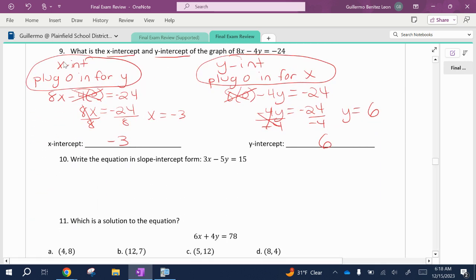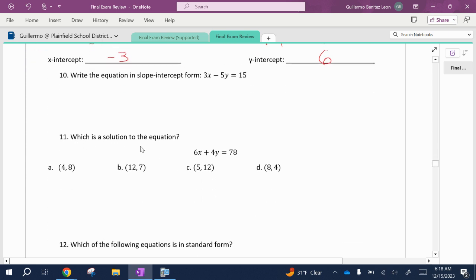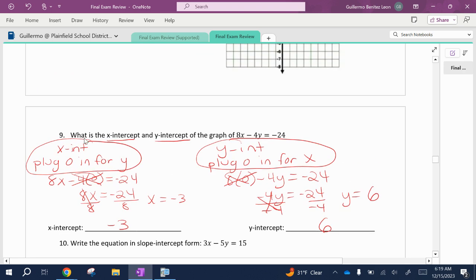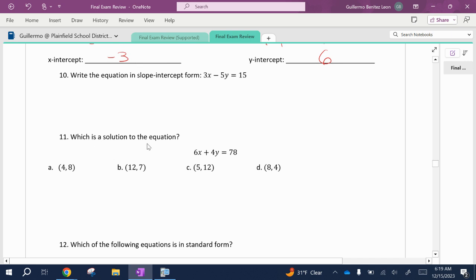All right, so that was number 9, finding intercepts. Number 11, which is a solution to the equation. I see many students, after they do number 9, they do the same thing for number 11. They try to find intercepts. That is not what you do here. A solution is an ordered pair, so a point that makes the equation true.